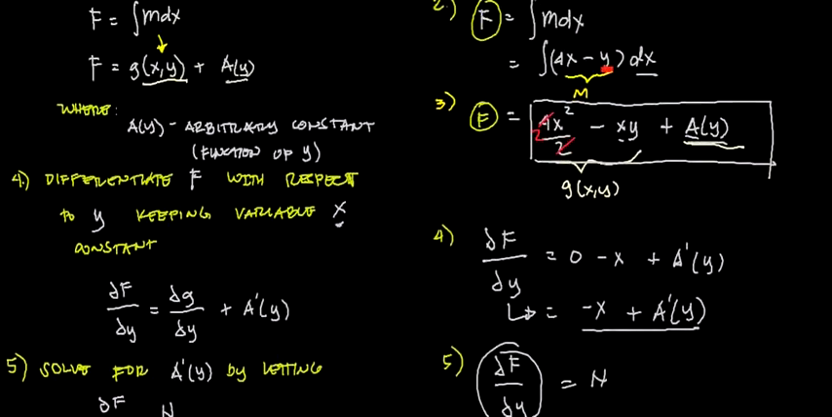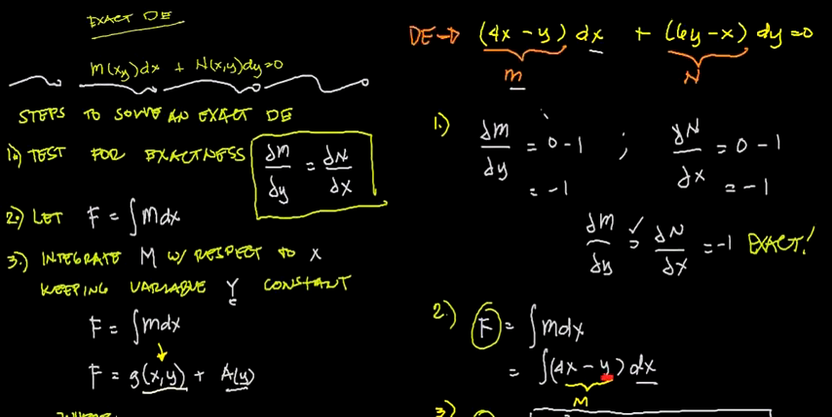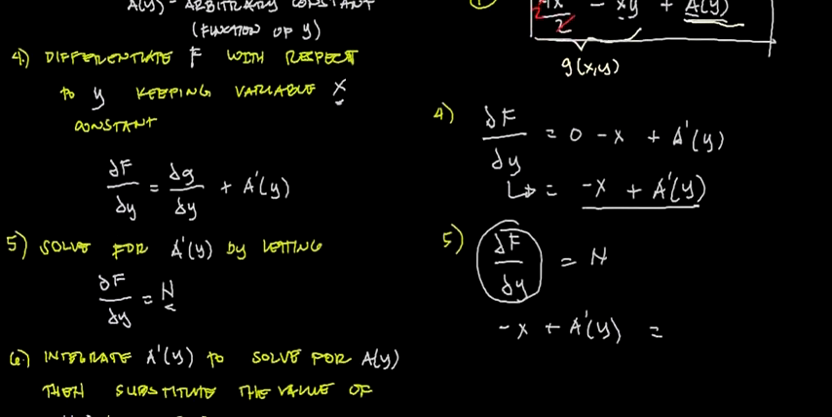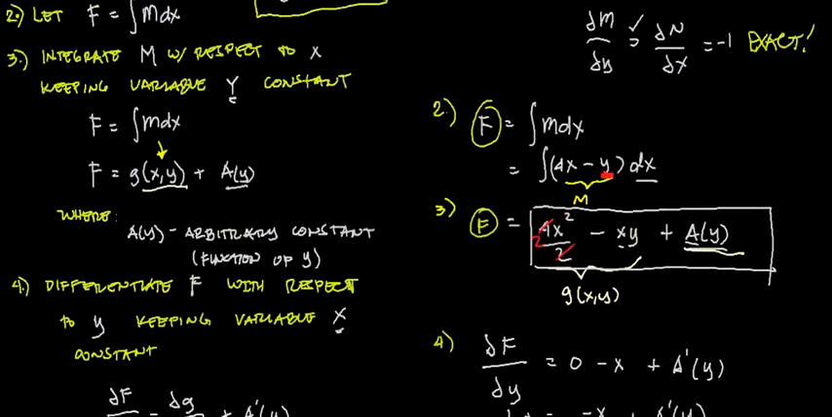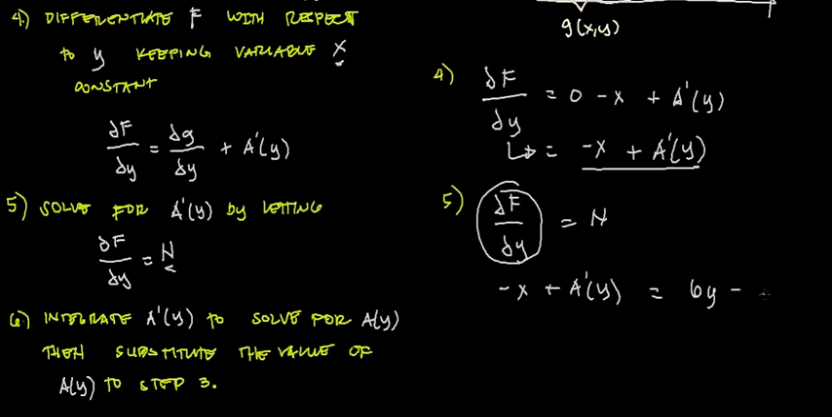What is our N? So going back, our N is 6y minus x, right? This is our N, 6y minus x. So we have 6y minus x. Once again, this is our partial derivative of f with respect to y, and our N is 6y minus x. Okay, we equate those two.